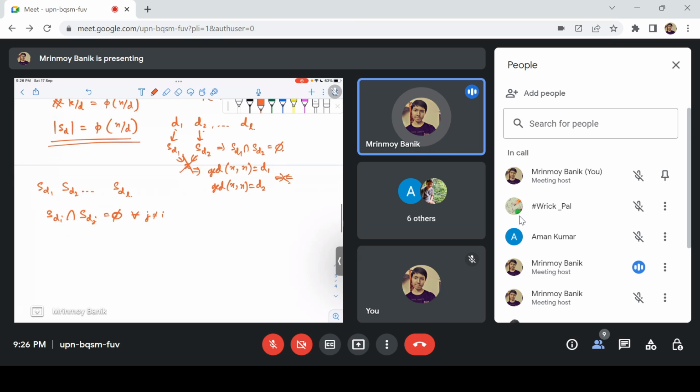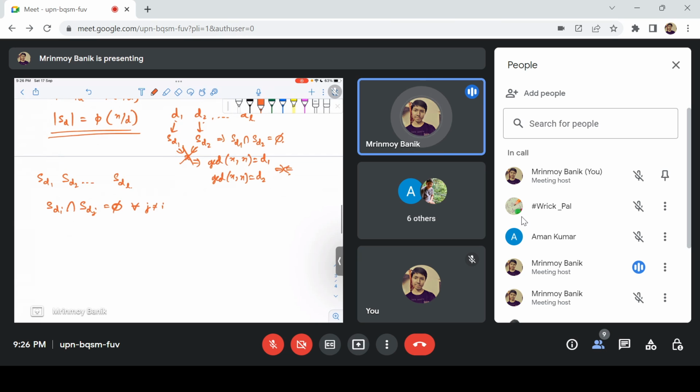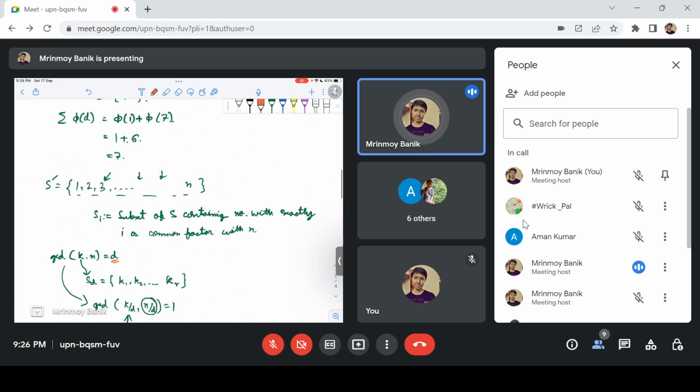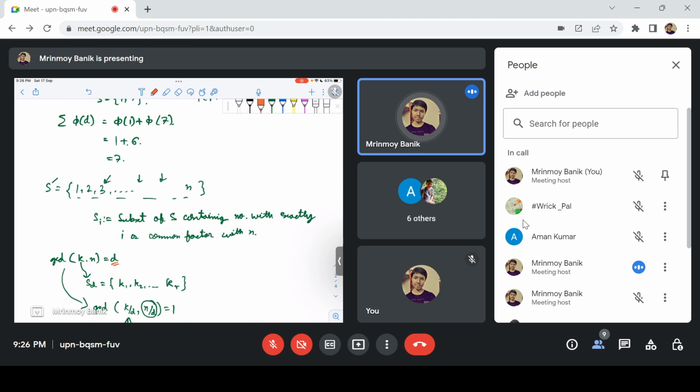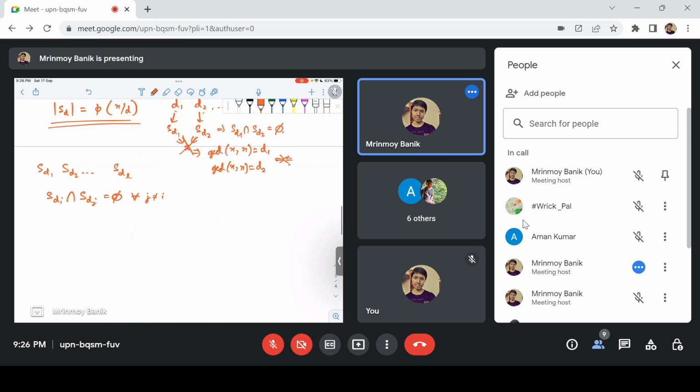So one part of the puzzle is solved. We have shown they don't have intersections, so they are exclusive. Now we have to show they are exhaustive. That is, their union is S, or the set of first n natural numbers. So to show that, just pick anything, any x in S, right?